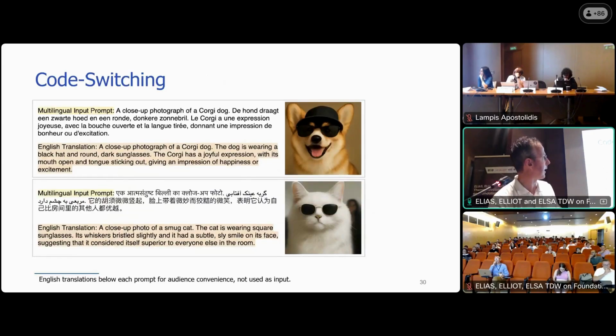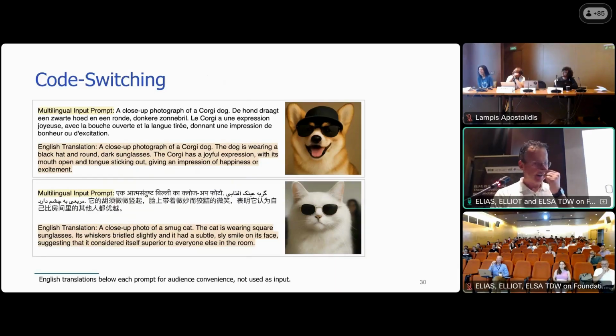So in the first one, we combine English, a close-up photograph of a corgi dog. Then we switch to Dutch: De hond draagt een zwarte hoed en een ronde donkere zonnebril. And finally, we do some French: Le corgi a une expression joyeuse avec la bouche ouverte et la langue tirée, donnant une impression de bonheur ou d'excitation. And it will generate the image we have over there. So this is a new way of collaborating with multiple people across different languages. Good for your vision. Yes.